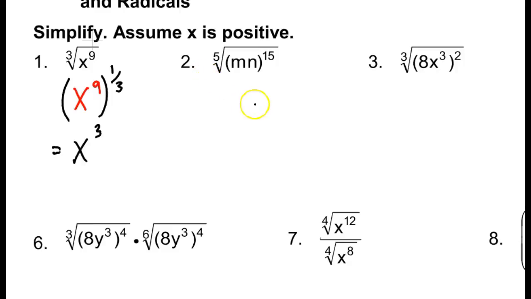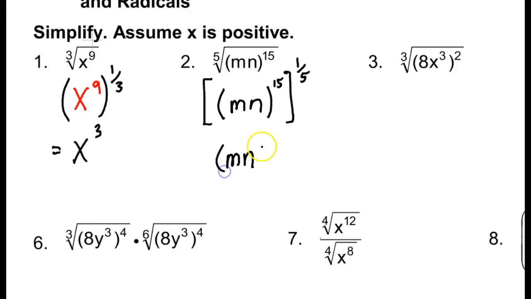So once again, please show all your work. Do not take shortcuts and just stare at it without showing anything at all. Write it out. The fifth root is the same as the 1/5 power, and then you can just multiply them together. 15 times 1/5 is 3. If you really wanted to, you could write it as m to the third, n to the third.